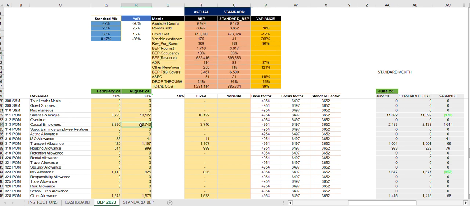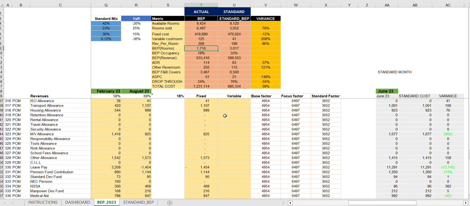So you can see that in this month, which August was our forecast month, our break-even point for this month in revenue terms, we're supposed to make at least 633,416. These are in US dollars. So for us to break even, and in occupancy percentage terms, we're supposed to make at least 18% occupancy for us to break even. And in terms of number of rooms, we're supposed to sell at least 1,716 rooms for us to break even.